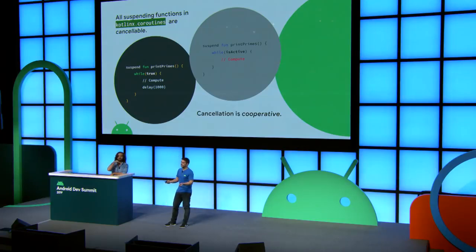So what happens if you're not calling any cancelable functions in your suspend function? Well, you have to cooperate. We say that cancellation is cooperative. You have to check if the coroutine is active regularly with the isActive property.